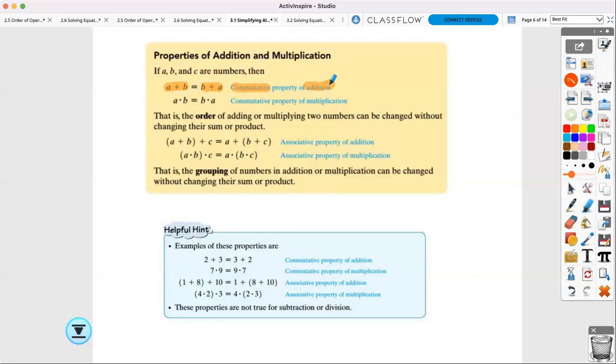Notice how it's only addition. Now let's look at the second one. A times B is the same thing as B times A, which is the same thing as commutative of multiplication.